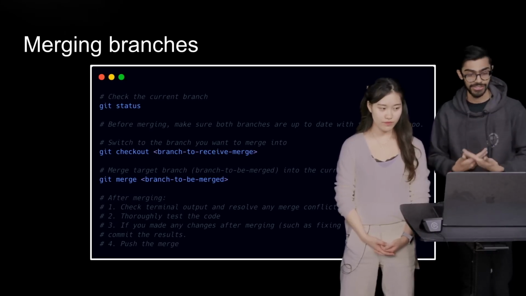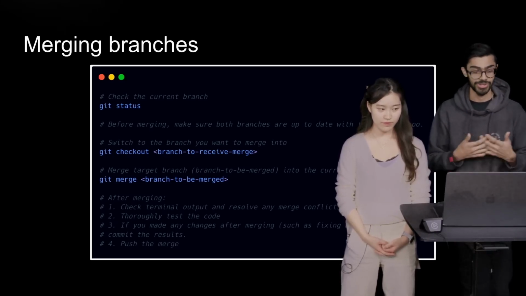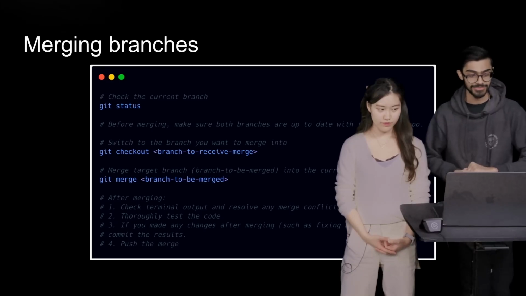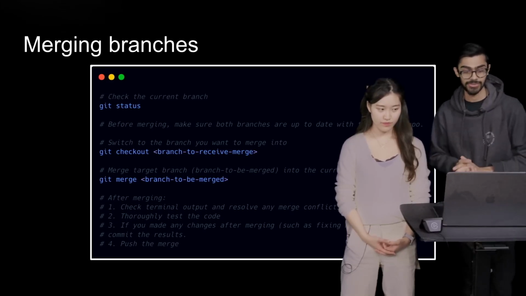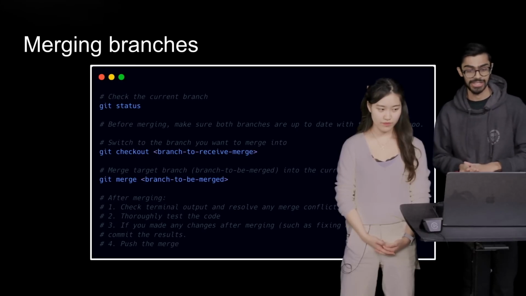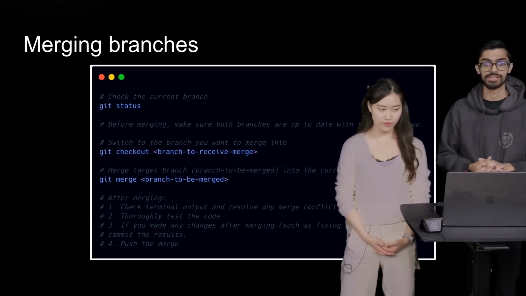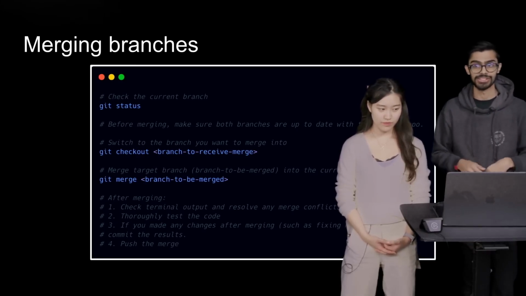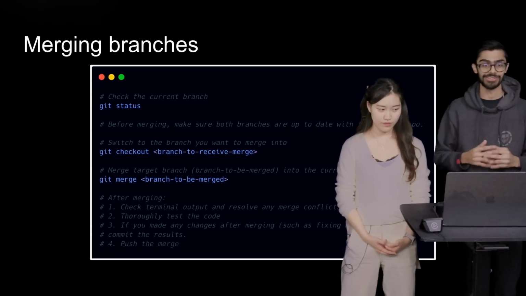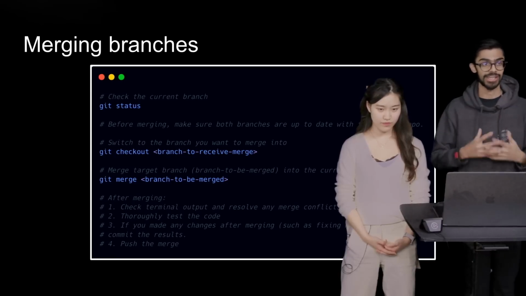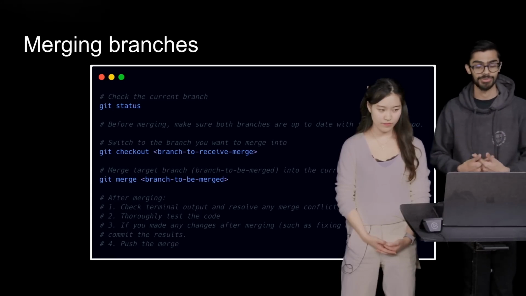Git checkout is going to allow you to switch the branch that you want to merge to. And then git merge, and the name of that target branch, is going to allow you to merge these two branches. This is also very important to note: it is one of these operations that is going to change your code and change all of the stuff you have stored in your repository.